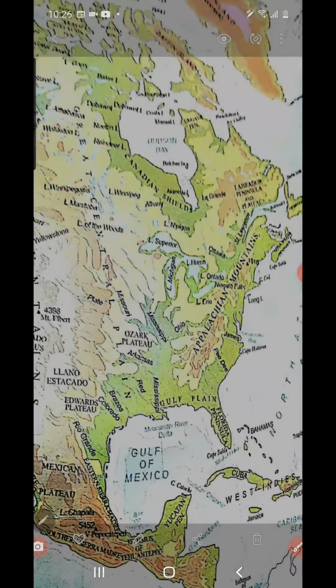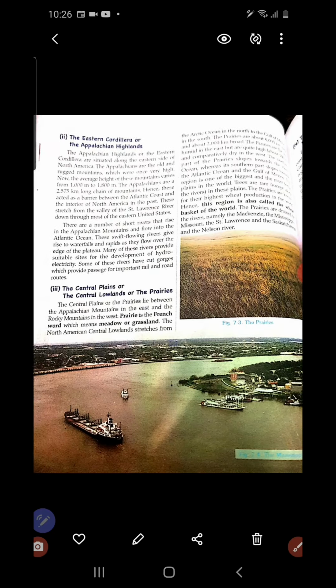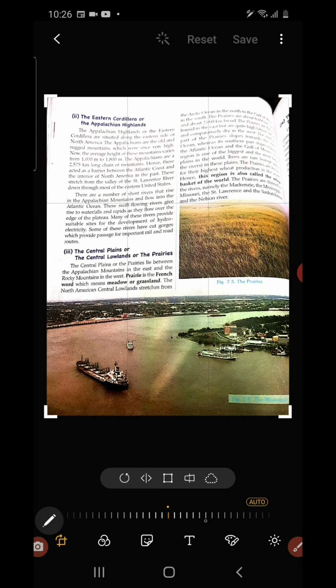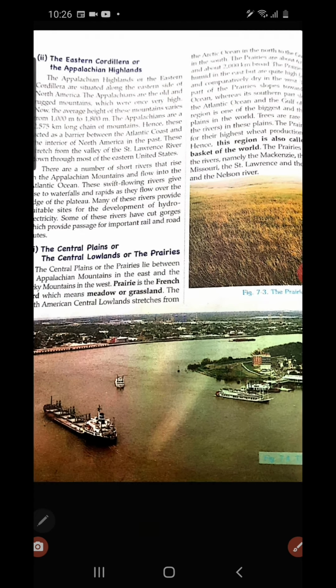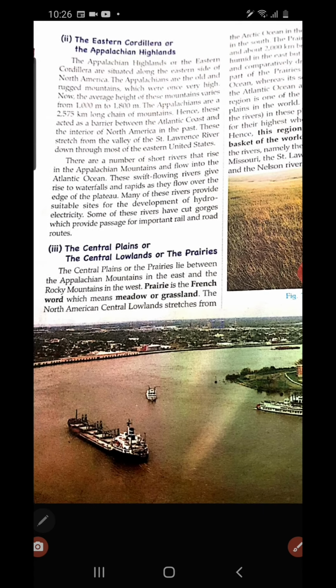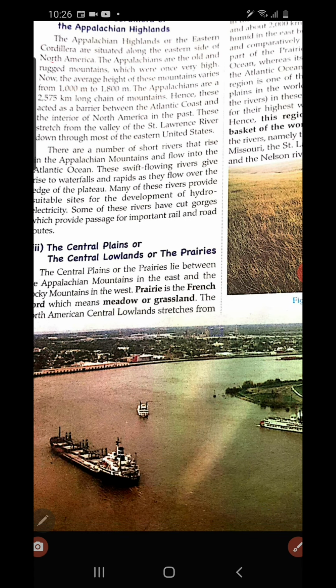Let's see which points are left over from the lesson. Let us focus on the lesson here. Yes, Eastern Cordillera or Appalachian Mountains. Let us go through the important points given in the lesson. See, Appalachian Highlands or the Eastern Cordilleras are situated along the eastern side of North America. Yes, you understood the location. It is on the eastern side.